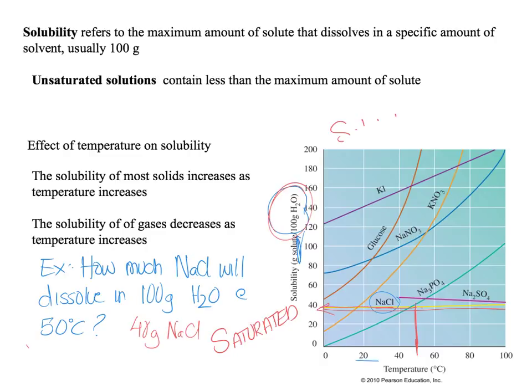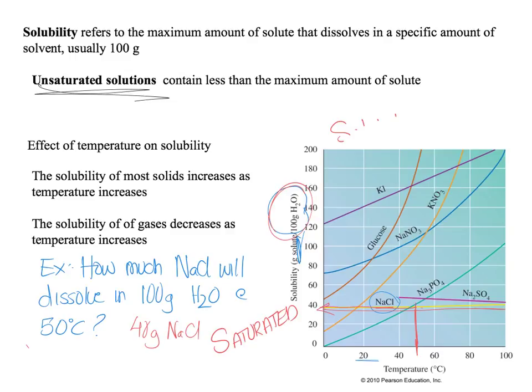Well, what if I had a solution with less than 40 grams? Well, less than 40 grams, that's what we would label as an unsaturated solution. It contains anything less than the maximum, so anything less than 40 grams, even if it was 39 grams or 39.9 grams, anything less than the saturated limit, you have an unsaturated solution.